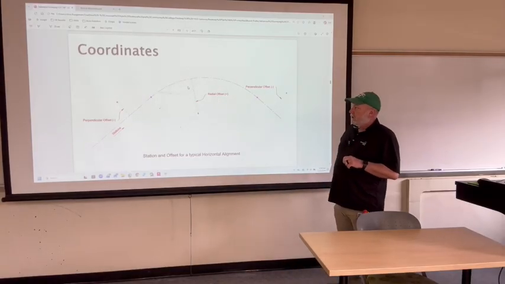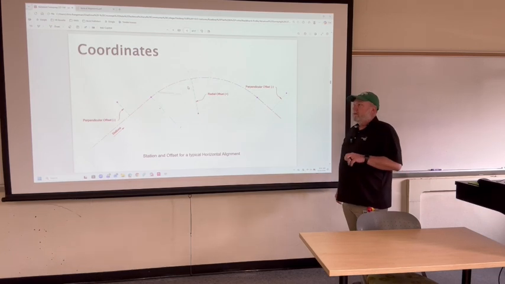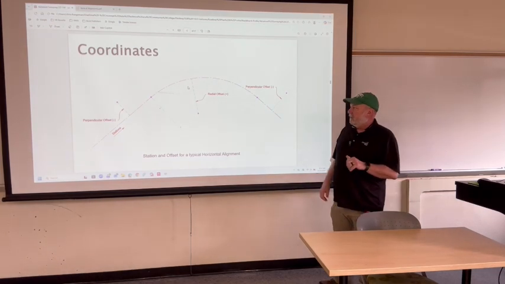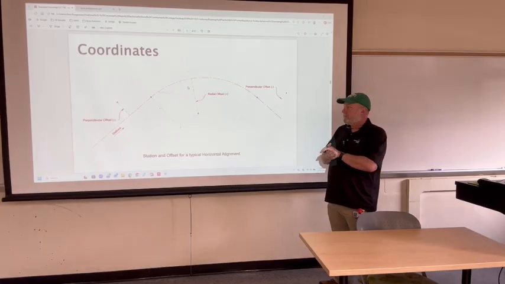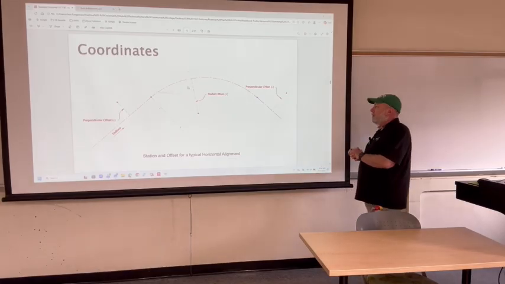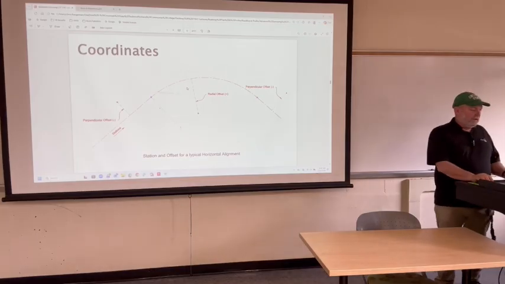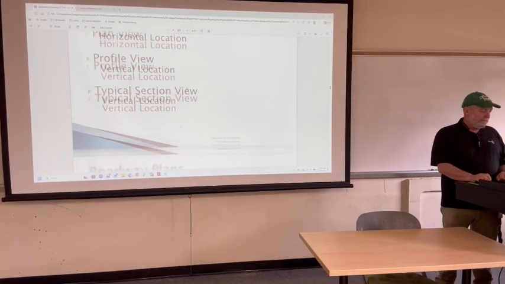Radial lines are good. We like those. They are far easier to calculate than non-radial lines. Radial lines are good.